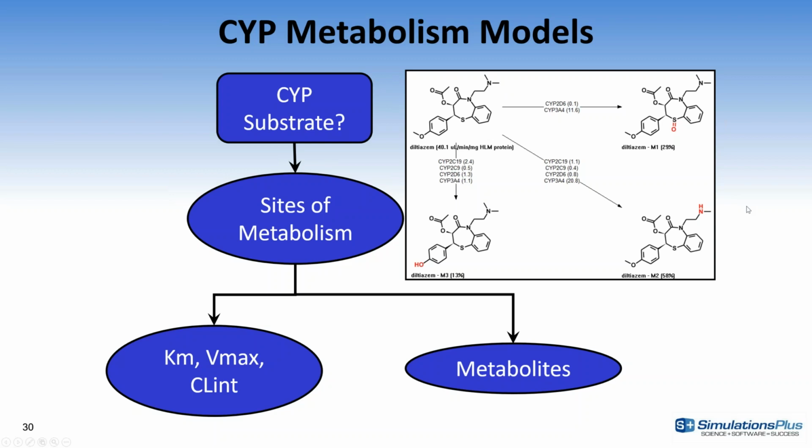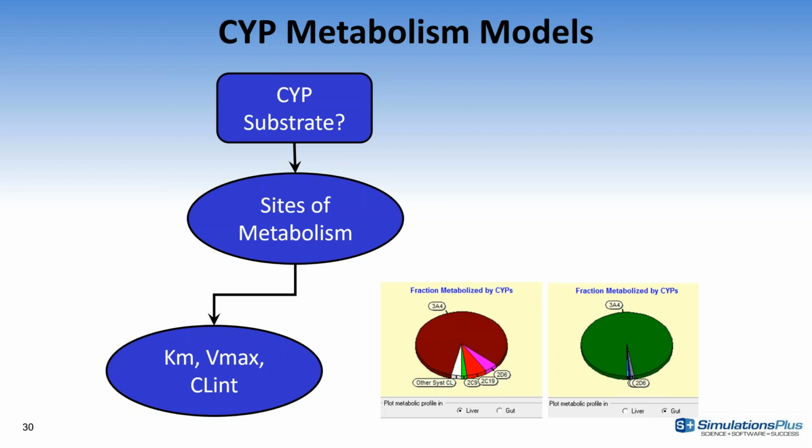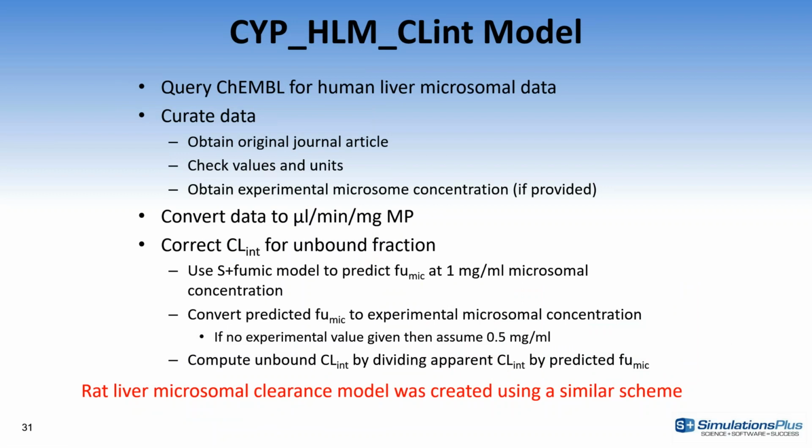These models are also used in our DDI module in GastroPlus. So here we show a graph of the fraction metabolized by CYPs in the liver, and you might have other systemic clearance in here. And then this is the fraction metabolized by CYPs just in the gut. So all the previous models I talked about were based on recombinant CYPs. So this is an isolated protein and the predictions there.